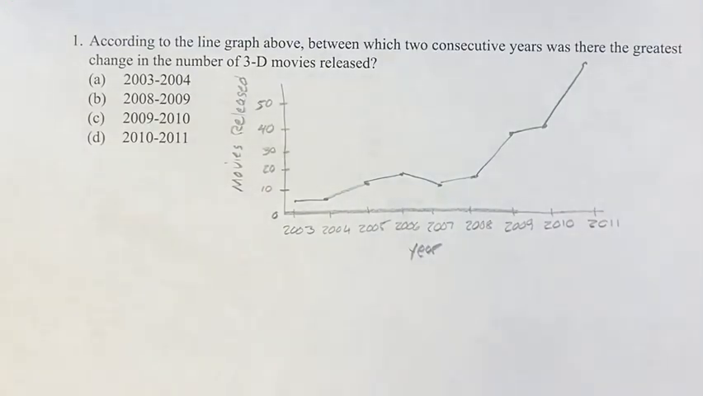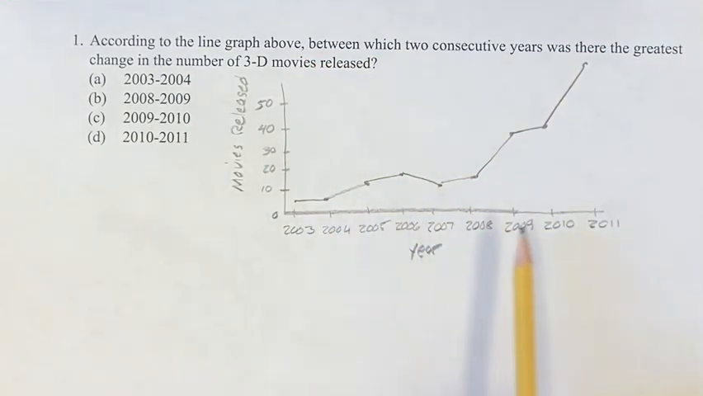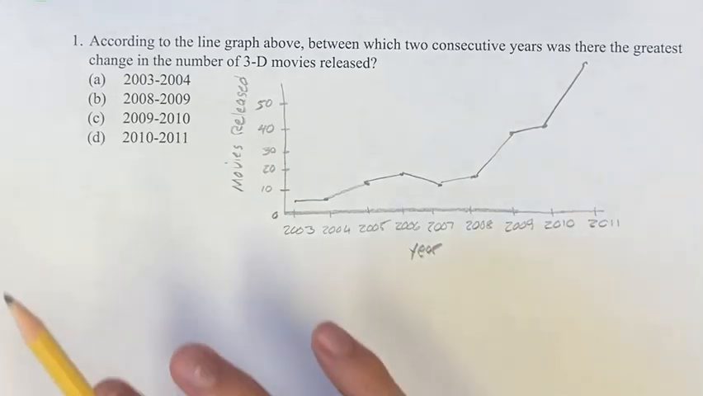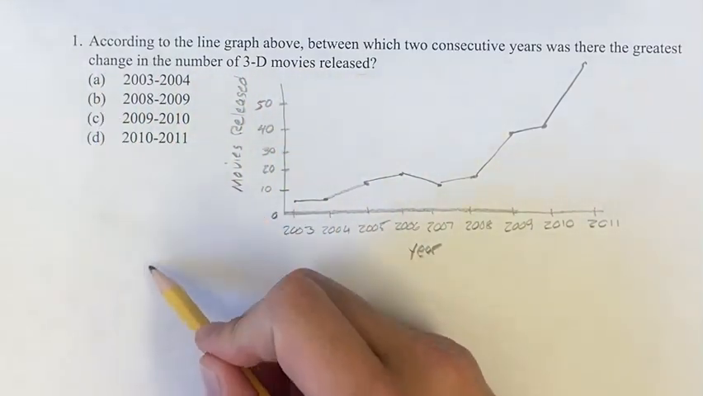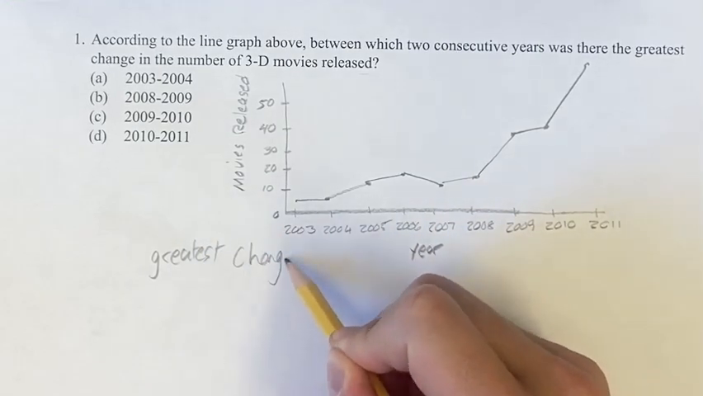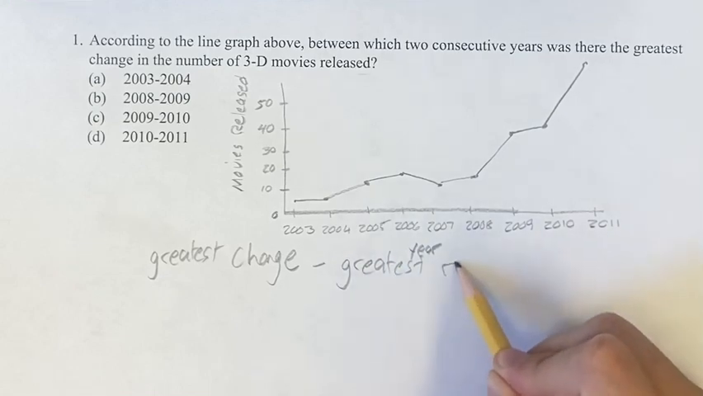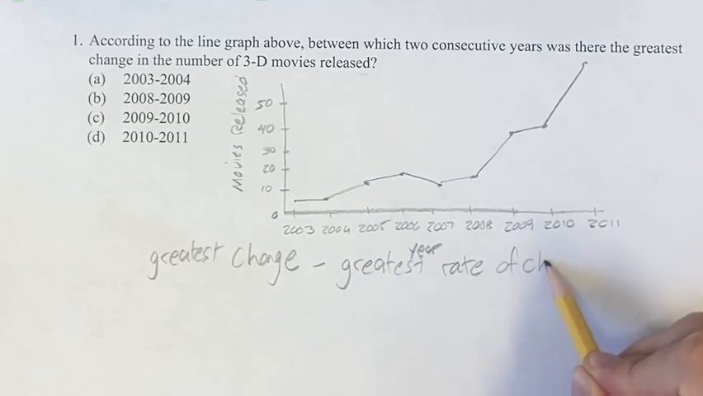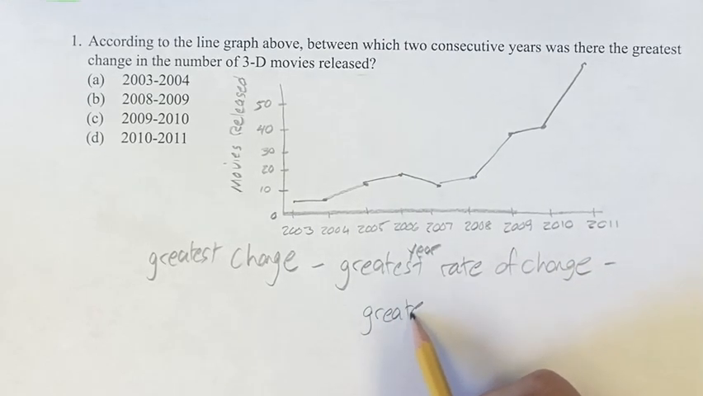In this problem, we're given a line graph, which is measuring the numbers of 3D movies released over time, marked by year. We're asked between which two consecutive years was there the greatest change in the number of 3D movies released. So the greatest change is going to correlate with the greatest rate of change, right, is another way to put this. The greatest change, the greatest rate of change, is going to be the greatest slope.